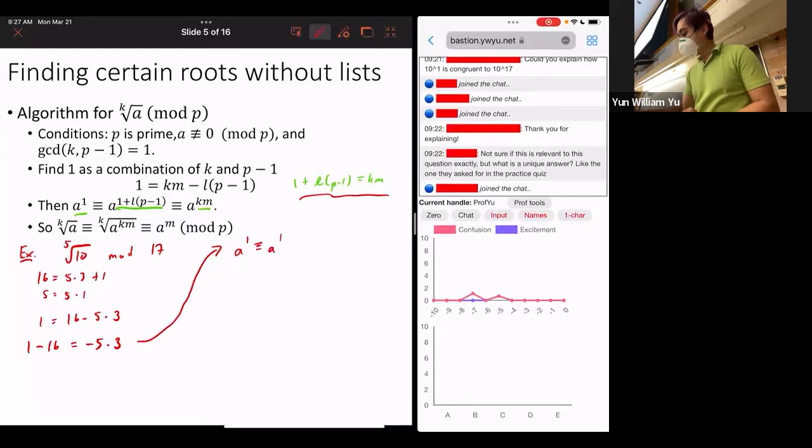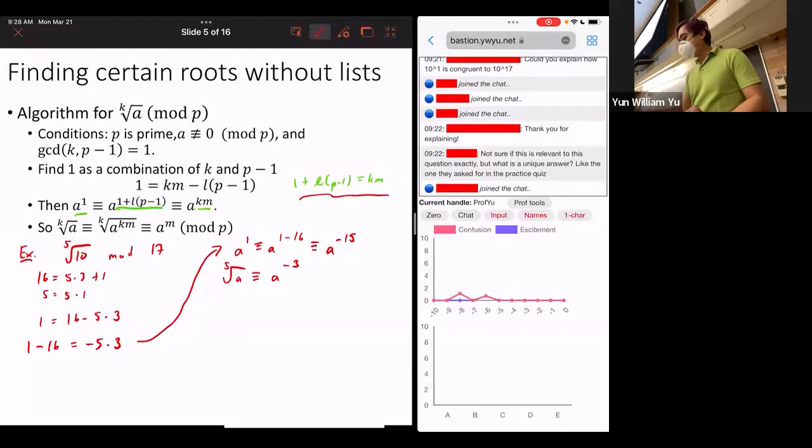is congruent to a to the 1 minus 16, right? Because of course, if you can add 16, you can also subtract 16. So it's congruent to a to the 1 minus 16, which is congruent to a to the minus 15. 1 minus 16 is minus 15. But importantly, minus 15 is divisible by 5, right? So that means that the 5th root of a is congruent to a to the minus 3.